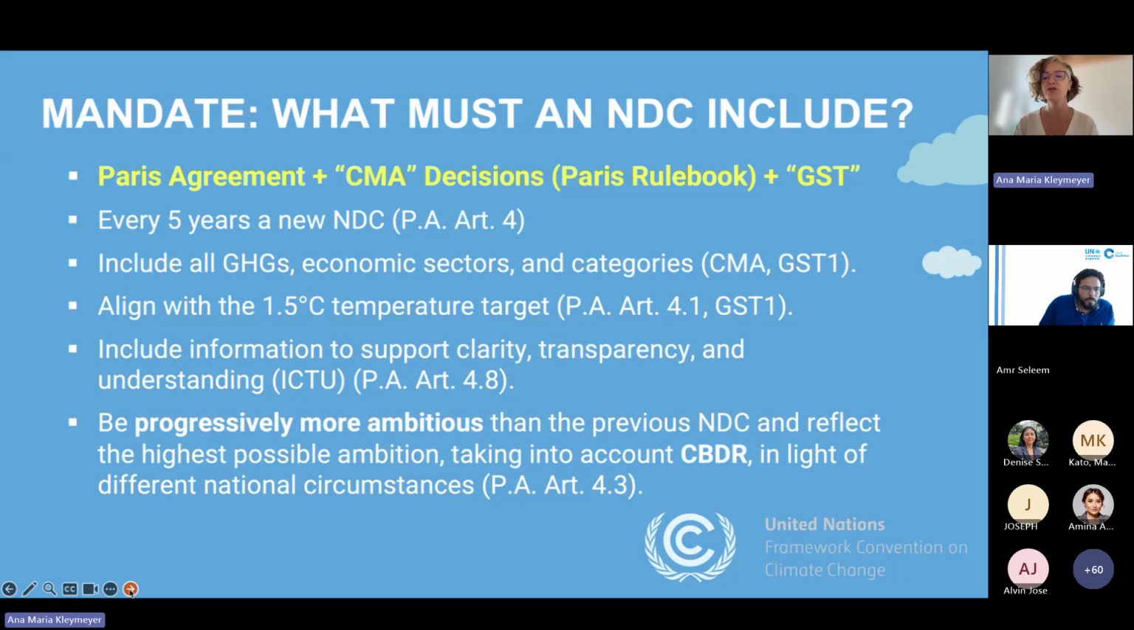The GST, as it is referred to, also has given instruction on what exactly these NDCs contain.